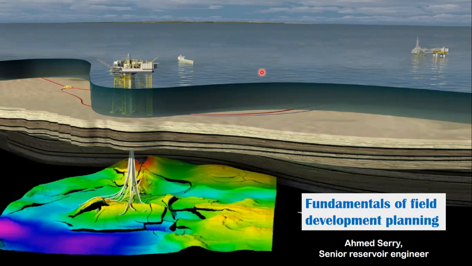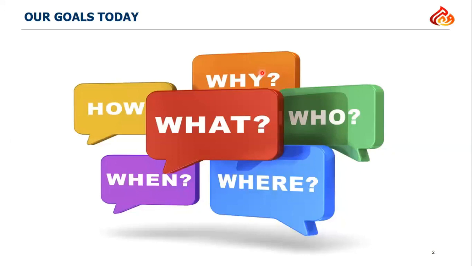Today we are going to talk a little bit about the fundamentals of field development planning. We are going to answer these 5 or 6 questions. What is meant by field development planning, and why do we plan this field development? How can we execute it, when shall we generate it, and who is involved in its preparation and conduction? And finally, who is authorized to sanction this field development plan to go ahead with the activities and start development and production from the field.